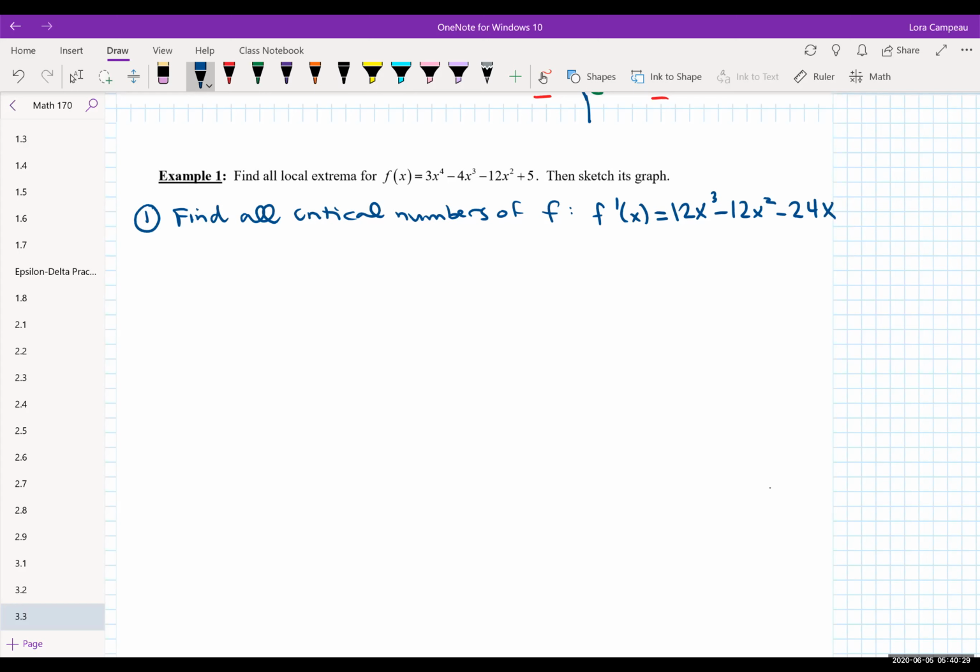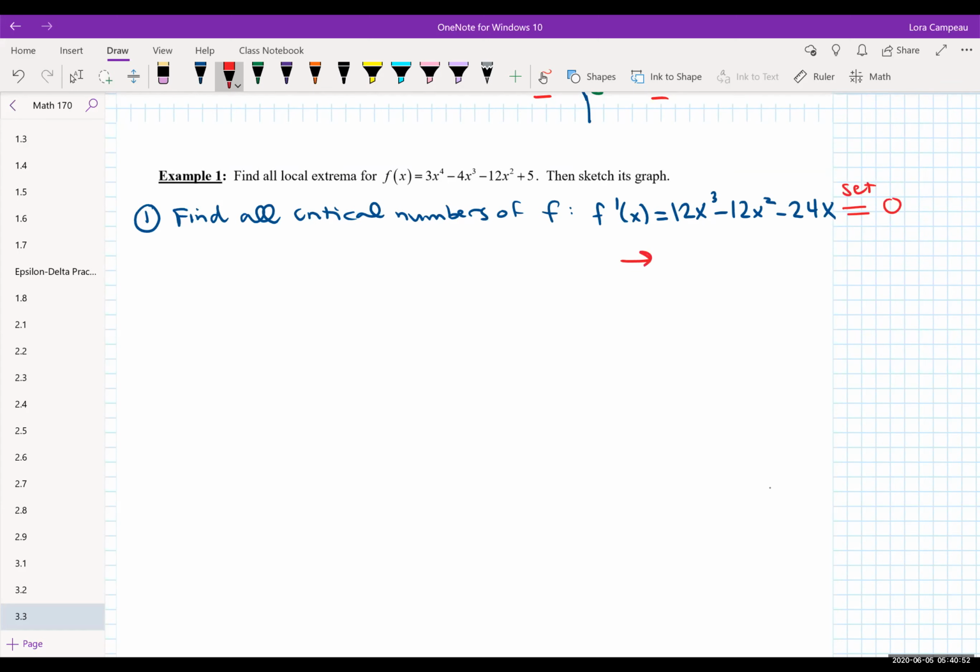So that is the first derivative. Generally, when you are looking for critical numbers, you're either going to set the first derivative to 0 or find out where it's undefined. Well, polynomials are never undefined, so this is the only route we can take. We're going to set this equal to 0 and see if we can solve it.